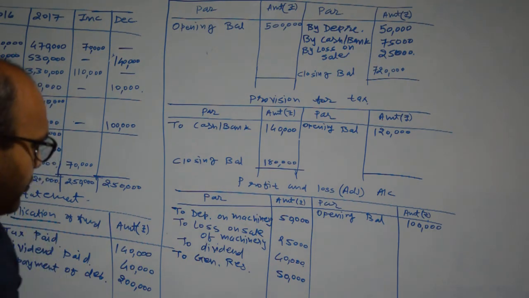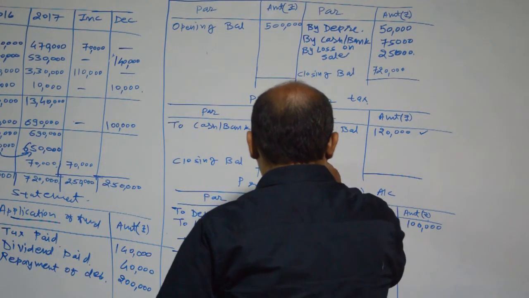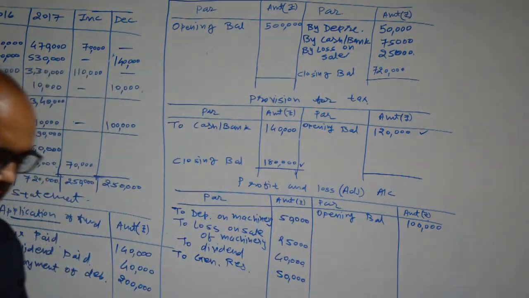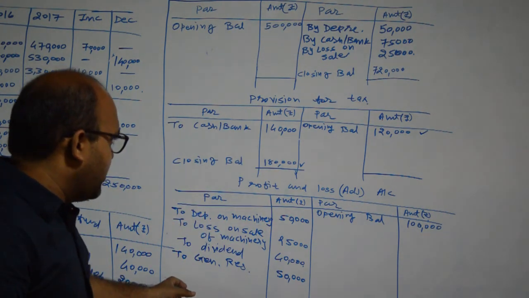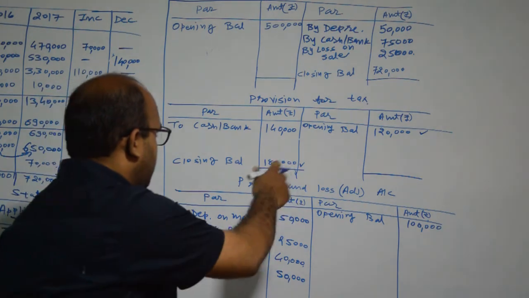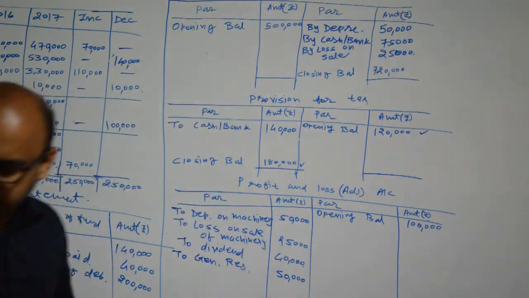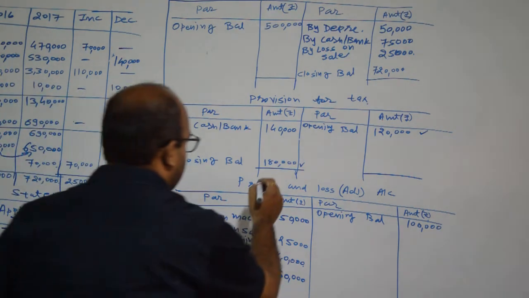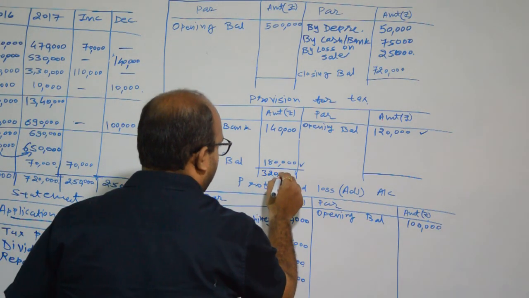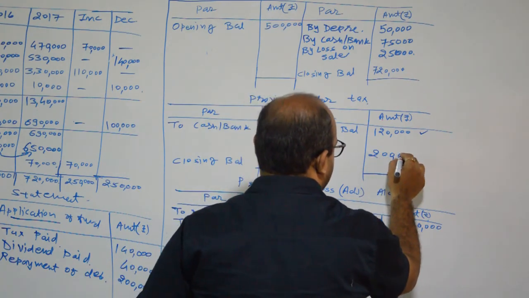Then after, provision for taxation, so we have to write down opening and closing balance of the account, and then after closing the account we will have some effects on debit side of profit and loss account. So we are closing down the provision for taxation account. Okay, 1,40,000 plus 1,80,000 means 3,20,000 rupees. 2 lakh. There will be a difference of rupees 2 lakh.